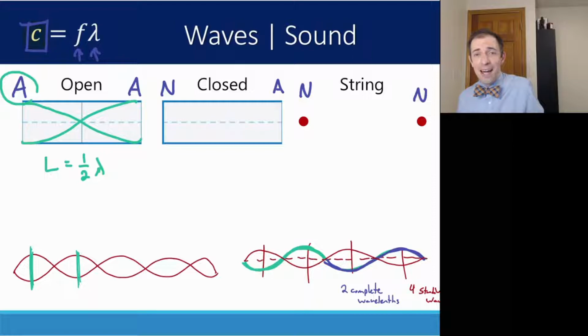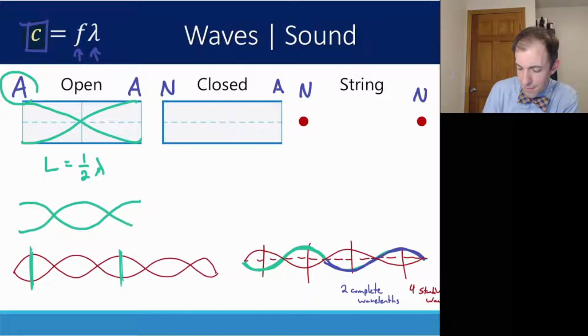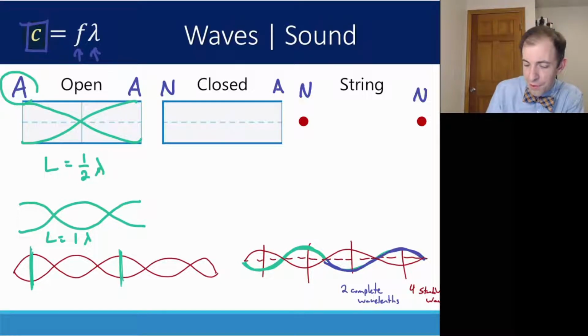Now, I could find the next harmonic that would show up by just moving this along until I get to the next standing wave, or the next antinode. So it would look something like this. That is also an open pipe system, but now instead of half of a wavelength, I'm actually seeing one complete wavelength. So this length would be one wavelength. It's the same.